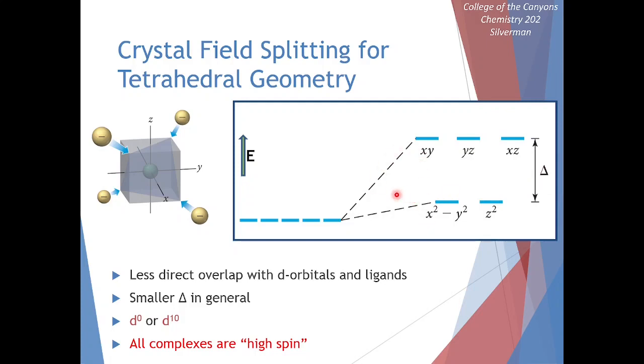For octahedral complexes, we could have high spin or low spin, right? Strong field or weak field situations, depending on the ligand. Well, for tetrahedral complexes, the answer is simpler. With only 4 ligands coming in, there's much less repulsion in general, and so our delta is always small. We are going to have high spin electron configurations 100% of the time for our tetrahedral complexes.